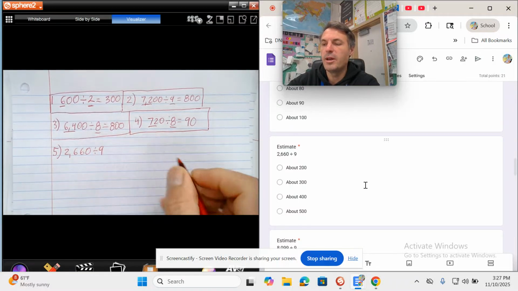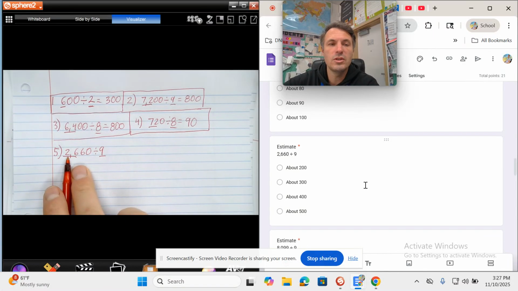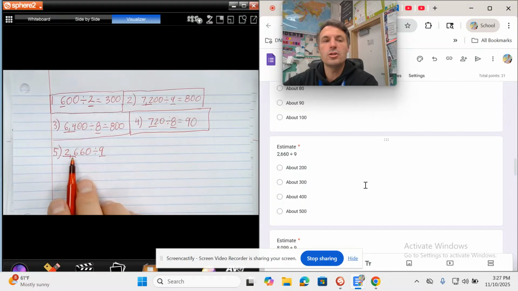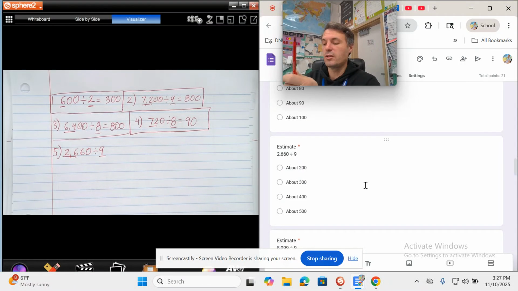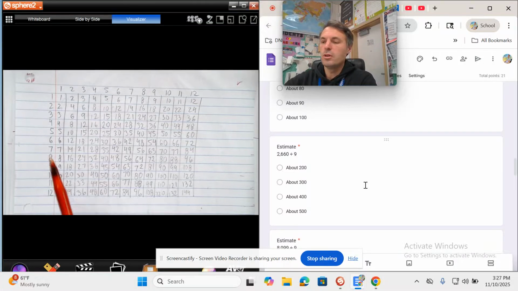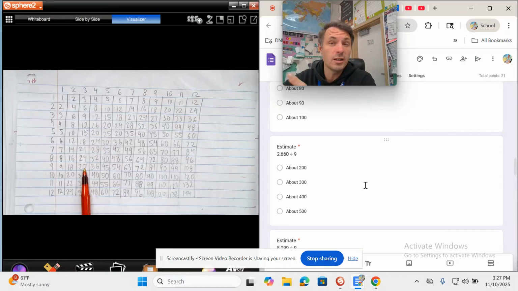2,660 divided by 9. So look, you underline the 26 and the 9. Now that's not really 26, it's 2,600, but we're pretending like it's 26 because we're going to find the closest multiple of 9 to 26. And remember, it's really helpful to use your times table chart here. So you go to 9 and you get as close to 26 as you can. And when you're in a long division problem, you can't go over, but when you're rounding, you can, because you can round up. So we're getting as close as we can to 26.